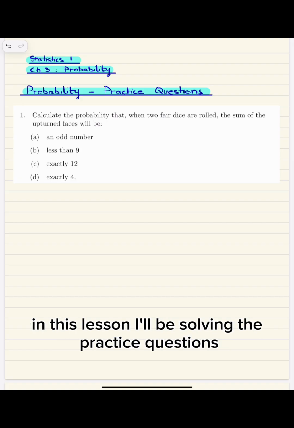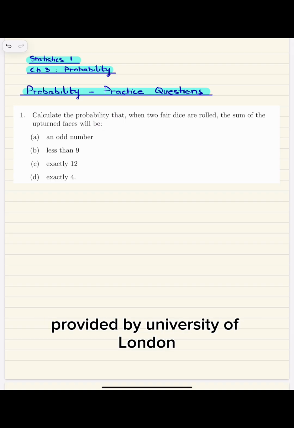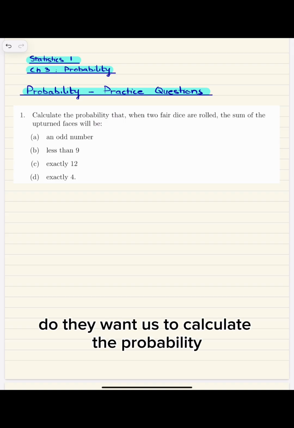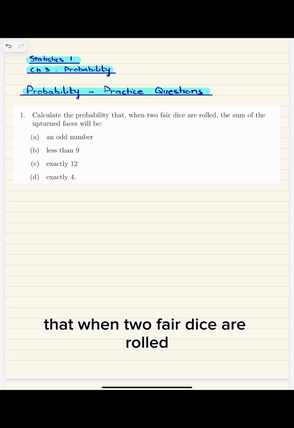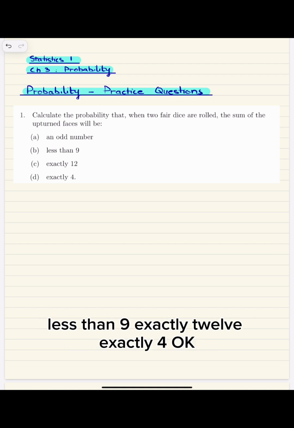In this lesson, I'll be solving the practice questions given in the Statistics 1 study guide provided by University of London for their EMFSS degrees. The first question is, they want us to calculate the probability that when two fair dice are rolled, the sum of the upturned faces will be an odd number, less than 9, exactly 12, exactly 4.